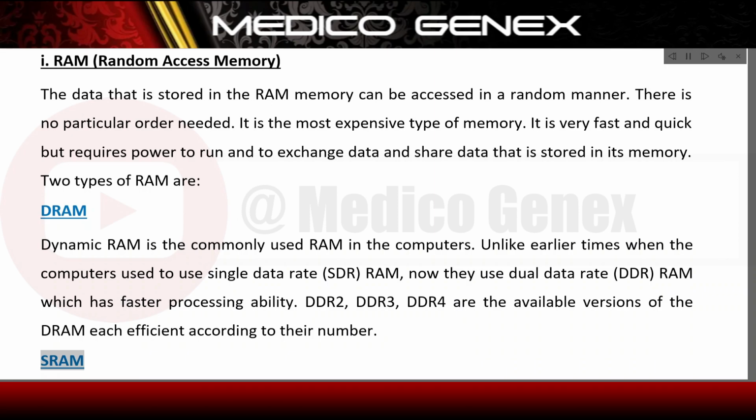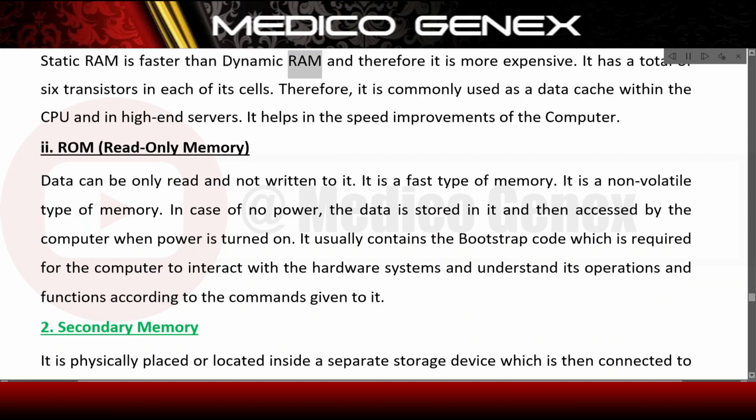SRAM. Static RAM is faster than dynamic RAM and therefore it is more expensive. It has a total of 6 transistors in each of its cells. Therefore, it is commonly used as a data cache within the CPU and in high-end servers. It helps in the speed improvements of the computer.